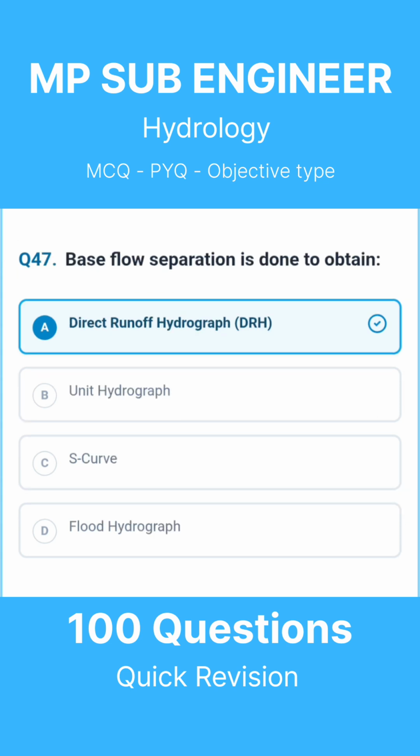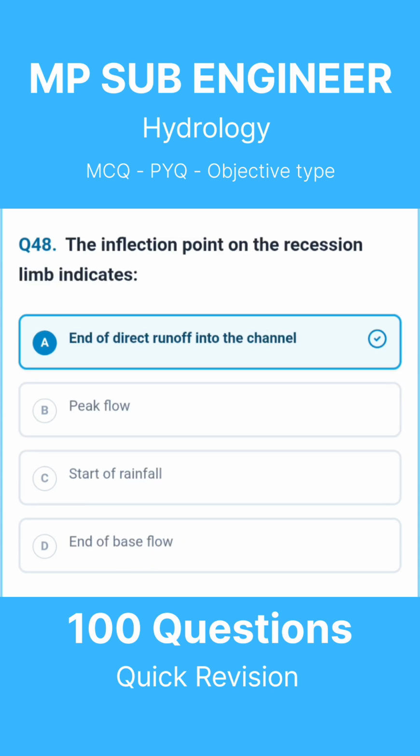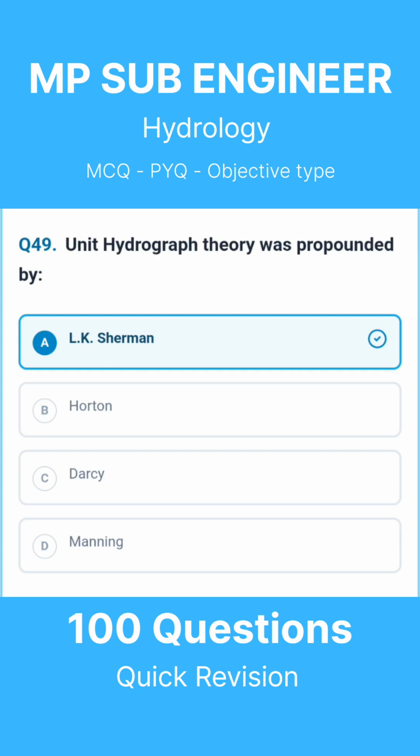Question 47. Base flow separation is done to obtain. The correct answer is direct runoff hydrograph (DRH). Question 48. The inflection point on the recession limb indicates. The correct answer is end of direct runoff into the channel. Question 49. Unit hydrograph theory was propounded by. The correct answer is L.K. Sherman.